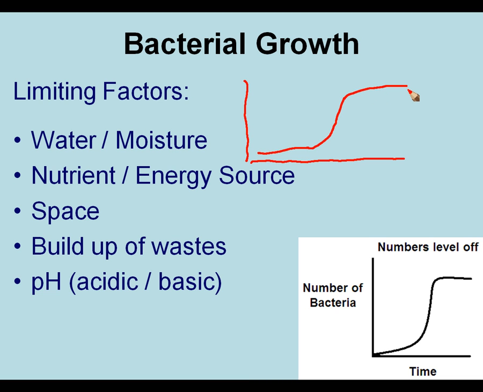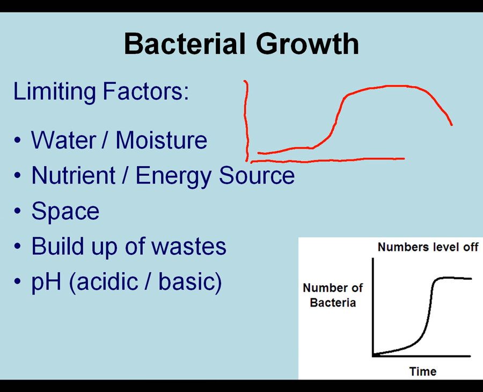And then we go into what's either called the decline or the death phase, where often the bacterial numbers will actually start to drop off again. And this is because, again, just the build-up of wastes or the lack of a nutrient, if it really starts to run out, the numbers can actually start to drop off and they'll die.